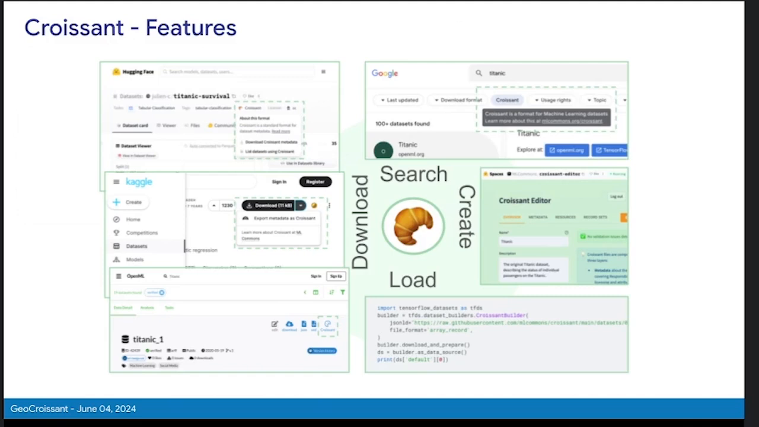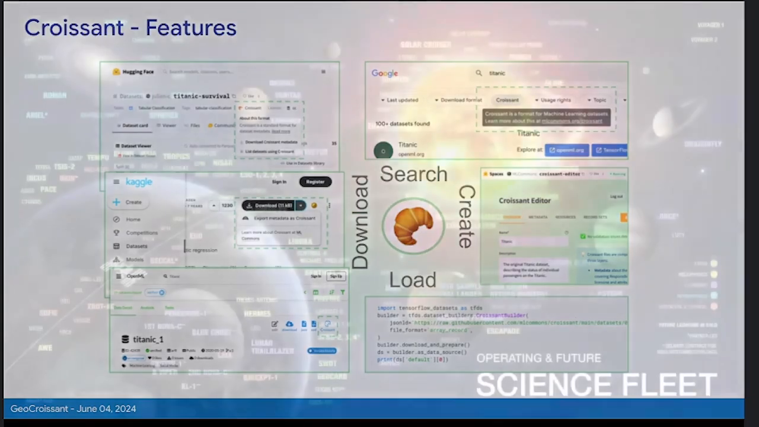Whenever you are publishing your own dataset, there is a Croissant editor which can be used for creating a Croissant metadata file. And for loading, there is data loader support. Currently, I think TFDS, which is TensorFlow Datasets, already supports it. Very soon, Hugging Face Datasets and PyTorch data loaders will also be supported.